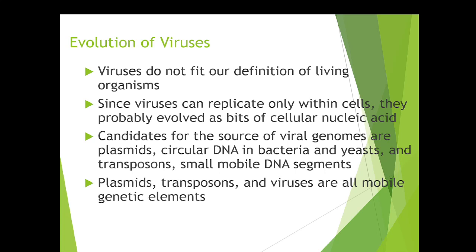Now, another question you might have when you talk about virus evolution is where do they come from, right? So since viruses replicate only within cells, there's a chance that they could have actually come from cells themselves. So candidates for this source of viral genomes are plasmids. There's circular DNA in bacteria and yeast. Transposons. Transposons are bits of mobile DNA segments in our own genomes. So plasmids and transposons and viruses are all mobile genetic elements, and that's why they are possible candidates for the source of viruses and where they could have come from.